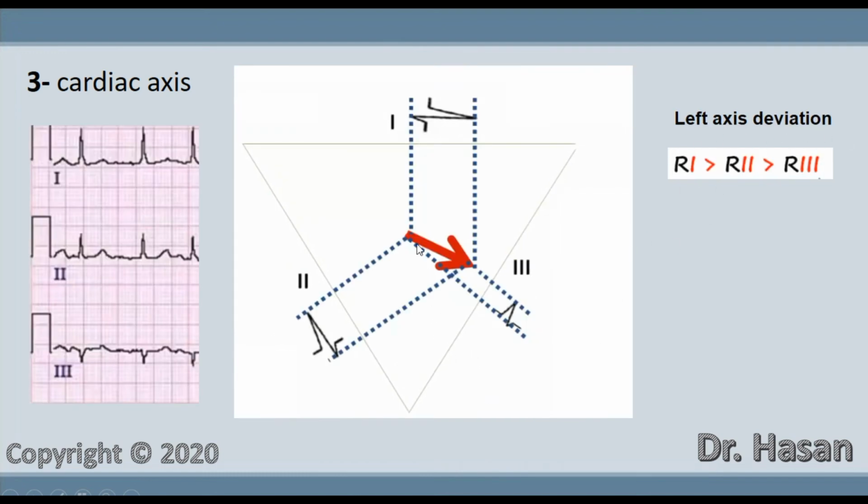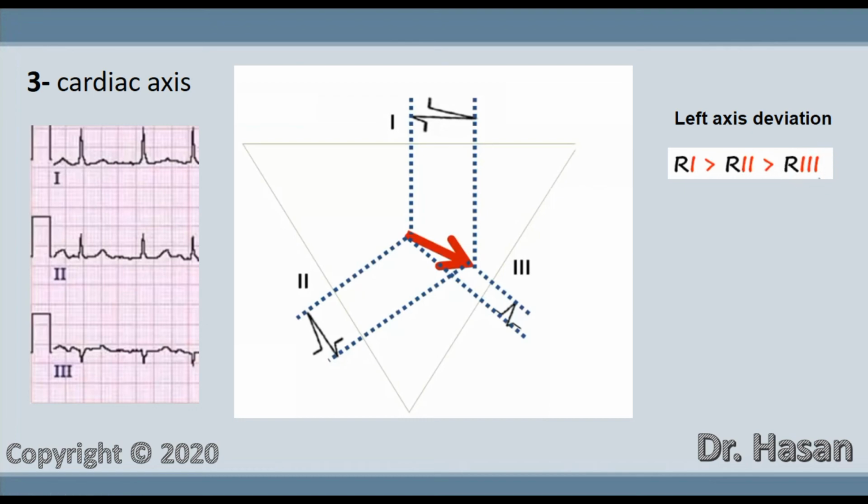Again, let's lower the perpendiculars to each lead and project the cardiac vector on them, and then place the QRS complex in these projections. In this case, the R wave is the highest in the first lead, in the second lead a little less, and in the third lead is the smallest. From here we can form a rule. The electrical axis of the heart is deflected to the left if the R wave in the first lead is higher than the R wave in the second lead, and the R wave in the second lead is higher than the R wave in the third lead.